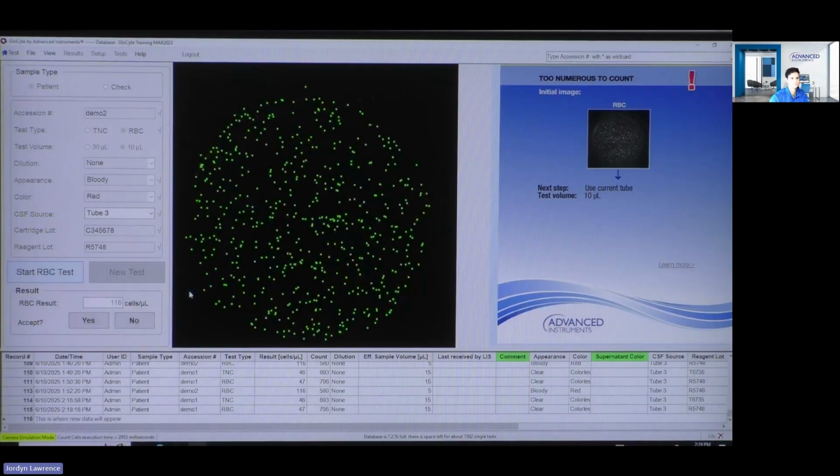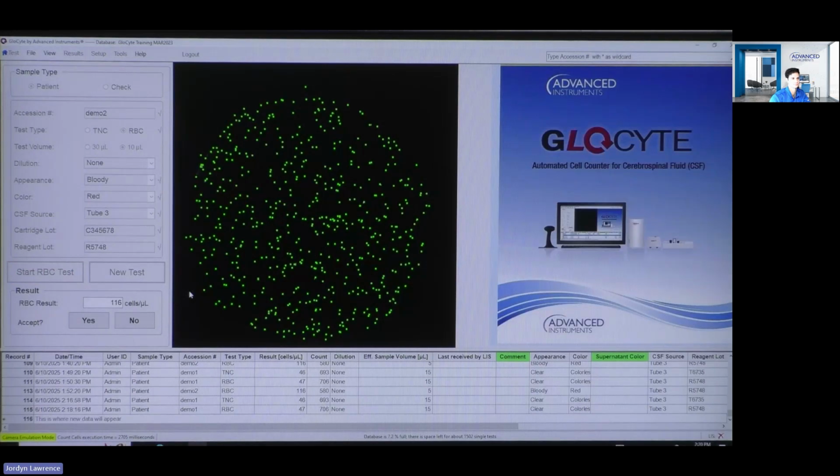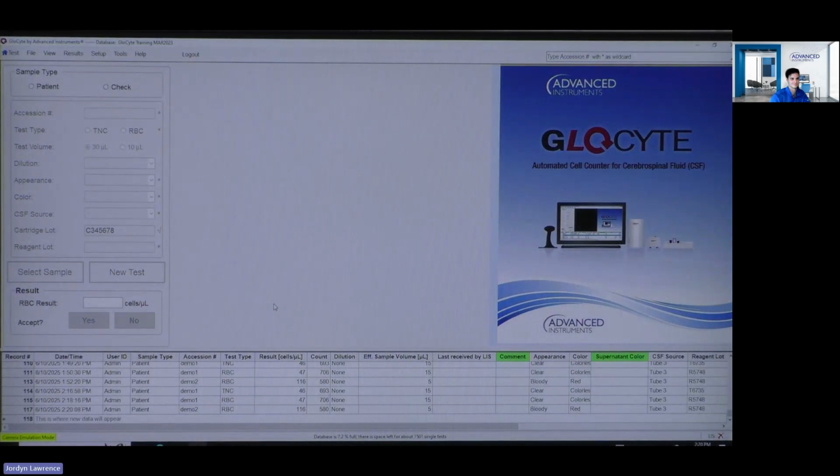So you hit start test. And within seconds, yet again, you have 116 cells per microliter. It could read it for you. So I'm going to click yes. And that is how simple the GloCyte is.